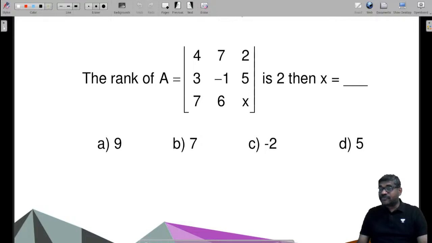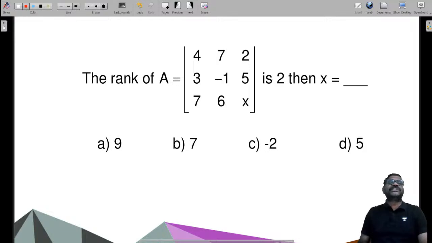The rank of a 3 cross 3 matrix is 2. Then the value of x is? Please look at the matrix. Automatically you will get an idea. See, it is a 3 cross 3 matrix. If the 3 cross 3 minor is non-zero, rank will be 3. But they have given that rank is 2. What does it mean? Determinant value equal to 0.